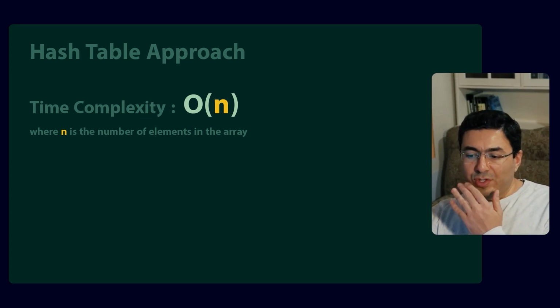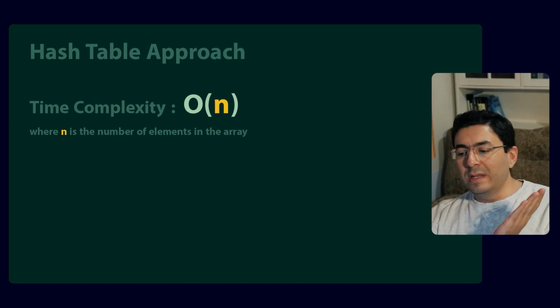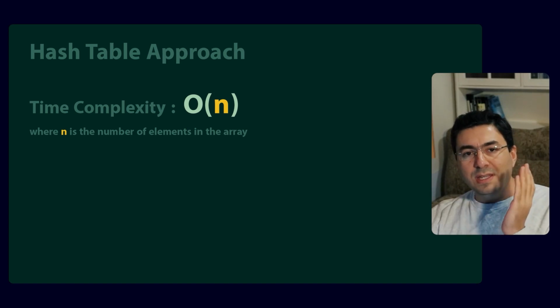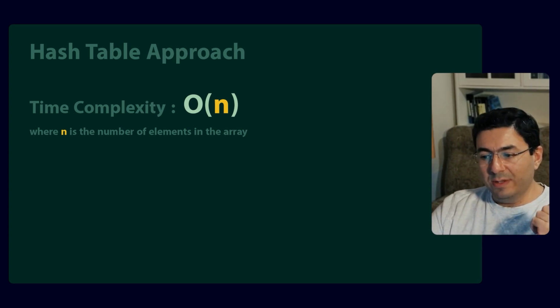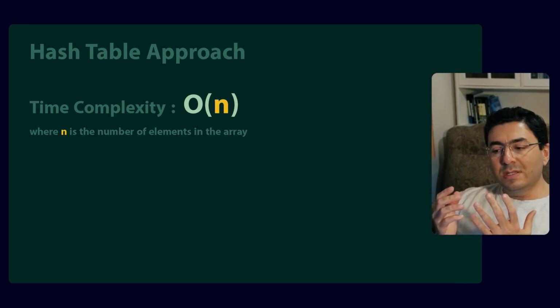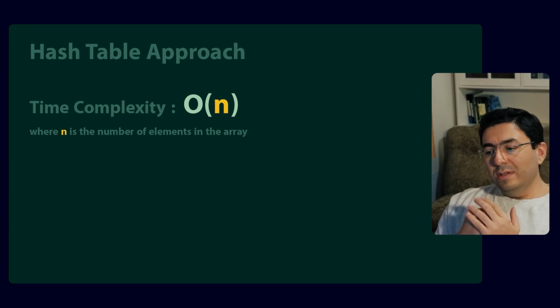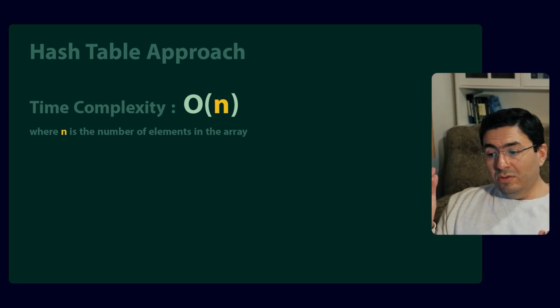The hash table approach is faster than other solutions because it lets you look up numbers quickly instead of checking each possible pair of numbers in the array. The time complexity of the hash table approach is O of n, where n is the number of elements in the array. This is because we only need to iterate through the array once, and each lookup in the hash table takes constant time on average, assuming a good hashing function.